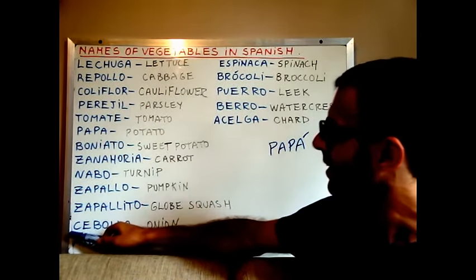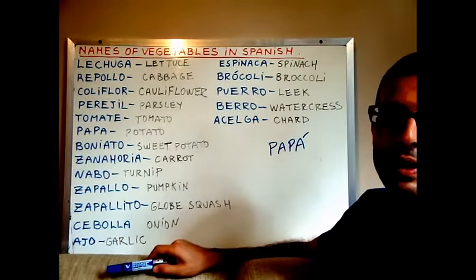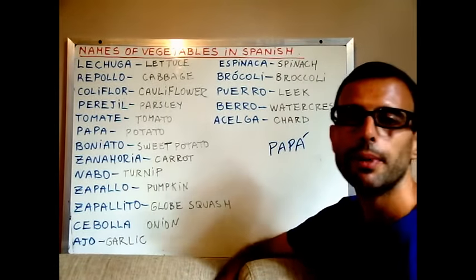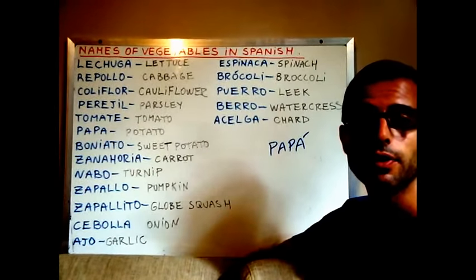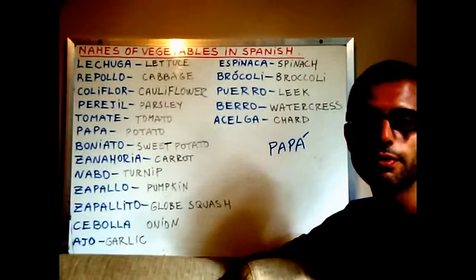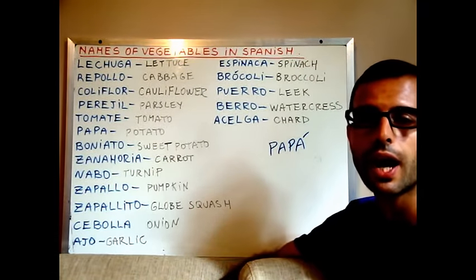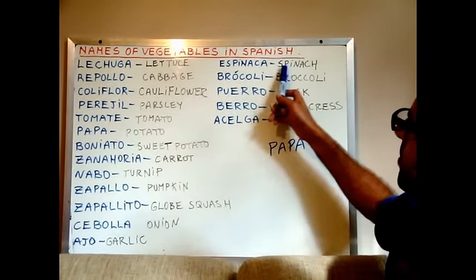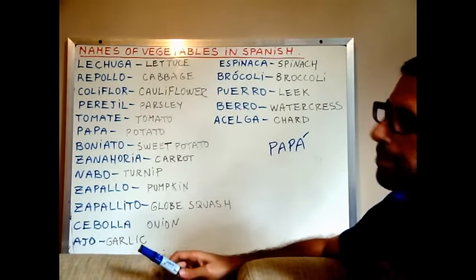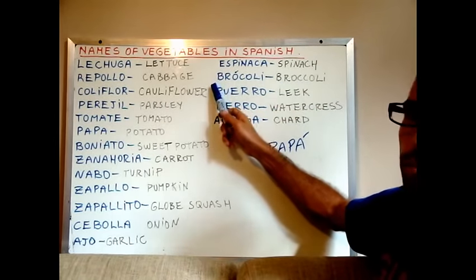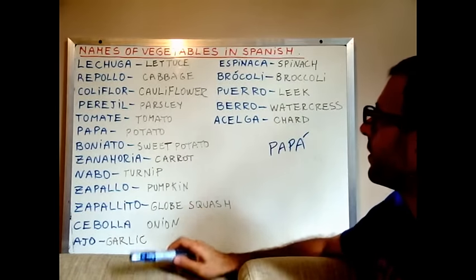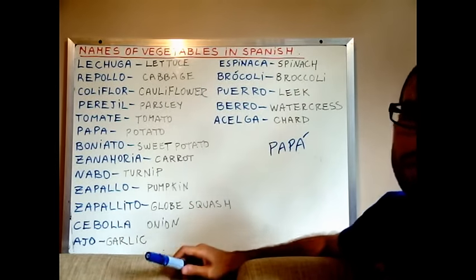Onion, cebolla. Cebolla. And ajo is garlic. Pay attention at the rough sound of the J, right? It's like an H in English, but much rougher, right? Ajo. Ajo. Spinach is espinaca. Espinaca. Broccoli is brócoli. The tilde is indicating to us that we have to pronounce it with the accent on the first syllable.